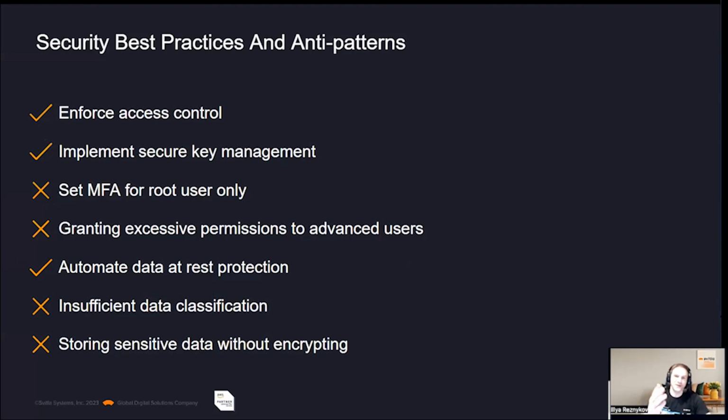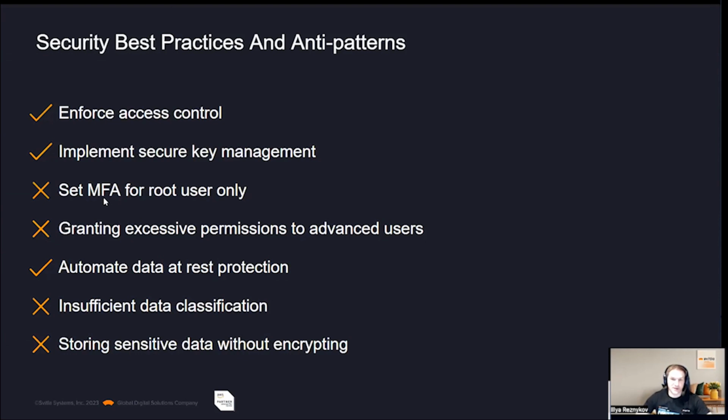So thank you for answering. These are the best practices, marked with checks and crosses for the ones that are not best practices. Well, set MFA for root user only. It's quite a weird question, because setting MFA is definitely a best practice. But you see the question is formulated as set MFA for root user only, and it means the actual best practice is to set MFA for all users that have access to the AWS console for a particular account.